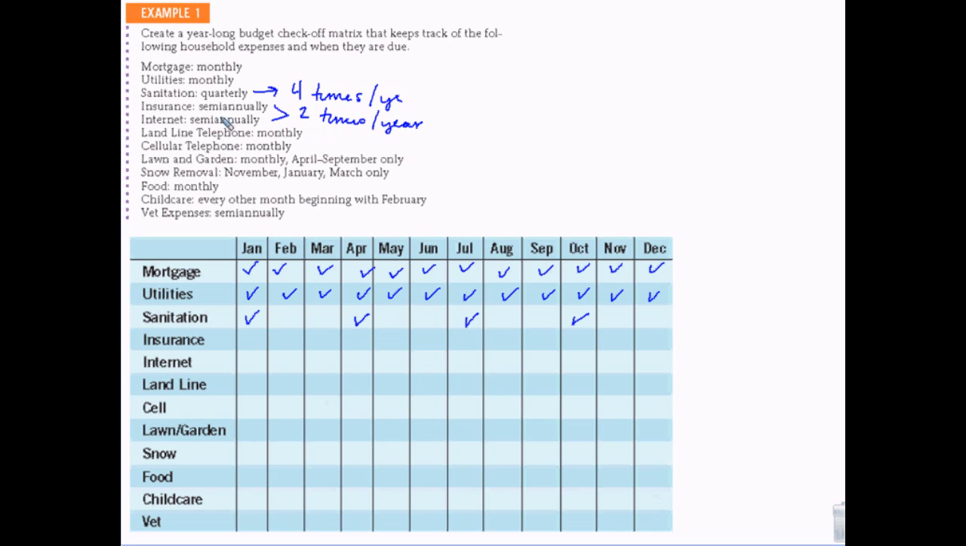Okay, insurance, we're going to say semi-annually, so January. So I have 1, 2, 3, 4, 5, 6, and July. And internet is semi-annually, so why don't we move it to February so we don't have to pay it on the same month as the other one. Our landline telephone is monthly. Cell phone is monthly.